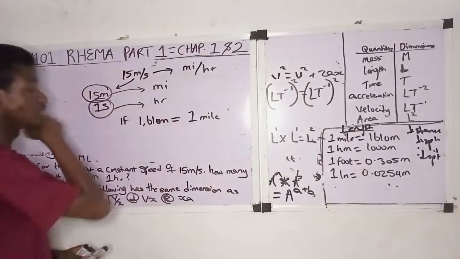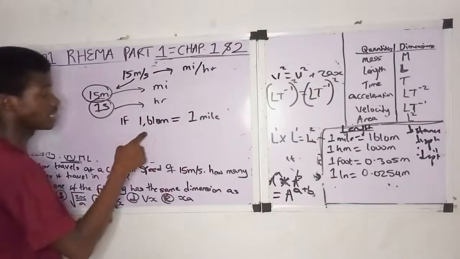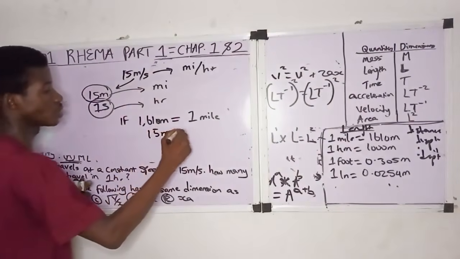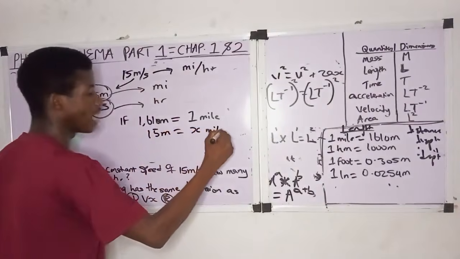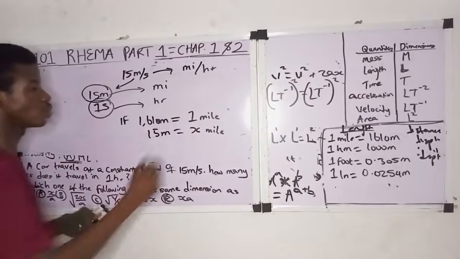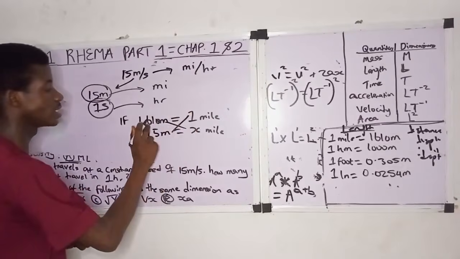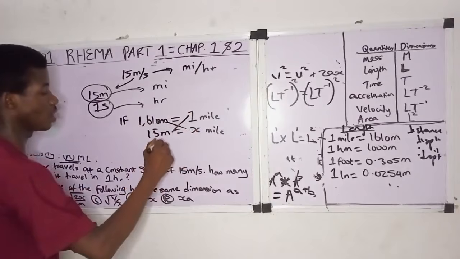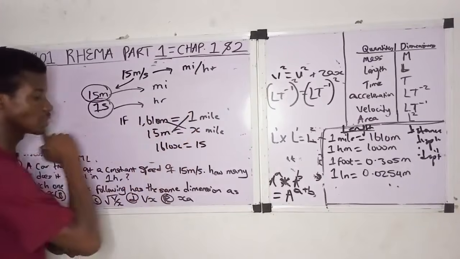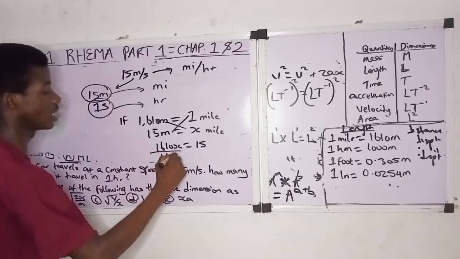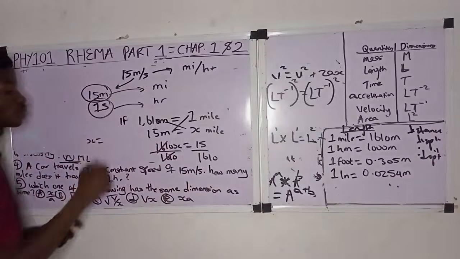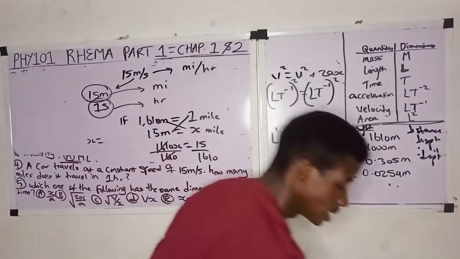So you want to convert, then you do like this. If 1000 meter is equal to 1 mile, then 15 meter will equal to what? An x mile, right? So we cross multiply. 1000 multiplied by x will give us 1000x, then it's equal to 1 times 15, which gives us 15, right? So what I'm going to do is divide both sides by 1000. So this one will cancel this. So x will now be equal to 15 divided by 1000.